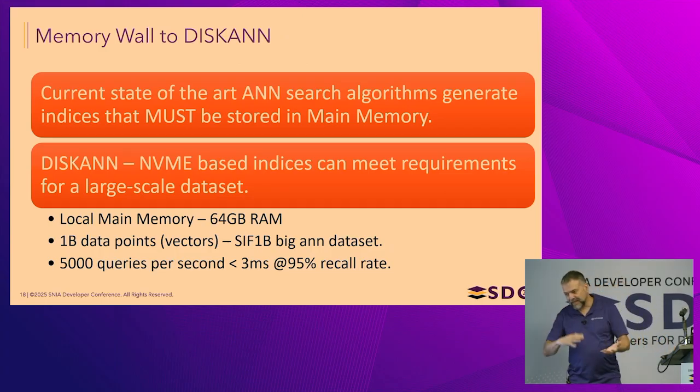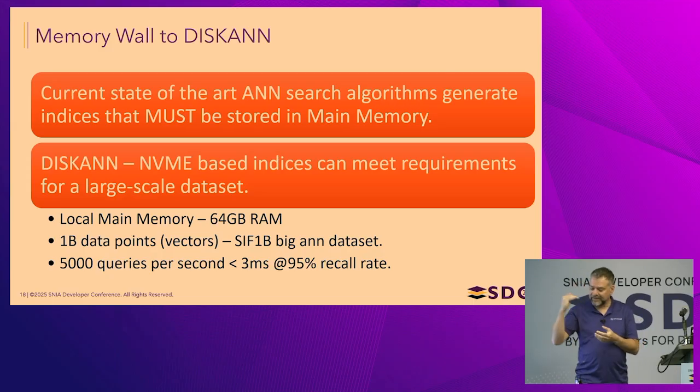So DISKANN came to that point of the memory wall, like we saw in the previous presentation. We have a finite amount of memory in a particular system, and from a point on, you have to scale out your solution in order to accommodate all the data that you need to be indexed. So one code is like the current state of ANN search generates indexes that must be kept in memory. That's one of the limitations.